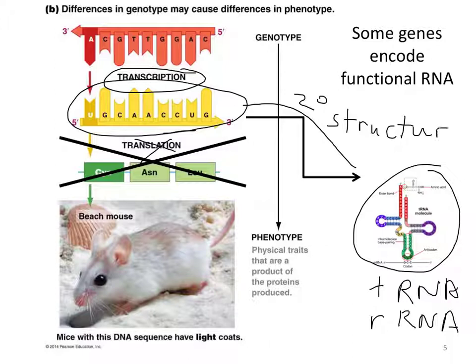Examples of the secondary structure it might assume are these internal base pairings and these hairpin loops shown here in this tRNA molecule, and the result is what is known as a functional RNA. In that case, transcription is important, but not translation.